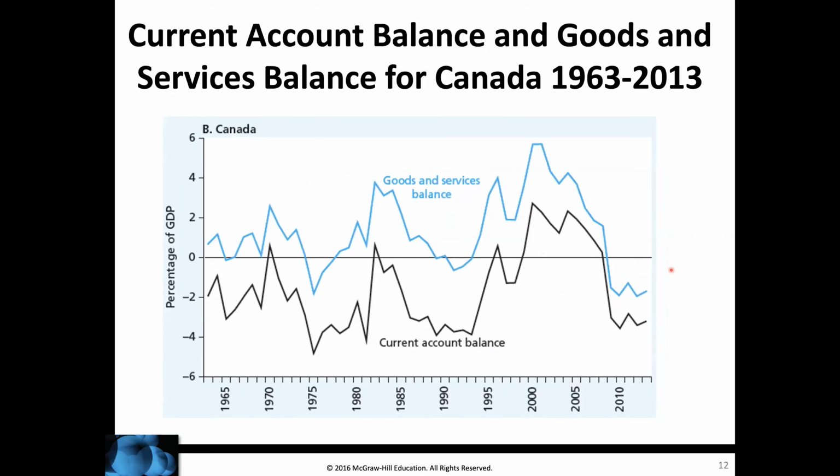Next shows the current account balance and goods and services balance for Canada. This is over the same time period. You can see Canada has stayed pretty close to zero. They've hovered right around zero. They had a positive goods and services balance and current account balance through the early 2000s, but we've seen that drop off again. And so we've got a negative current account balance in relation to GDP.